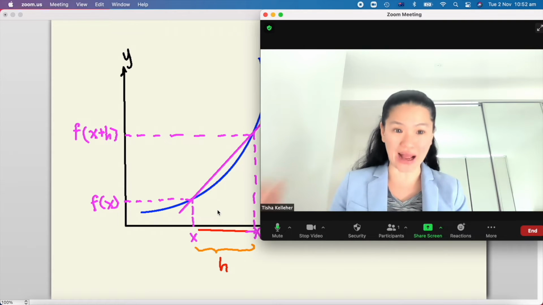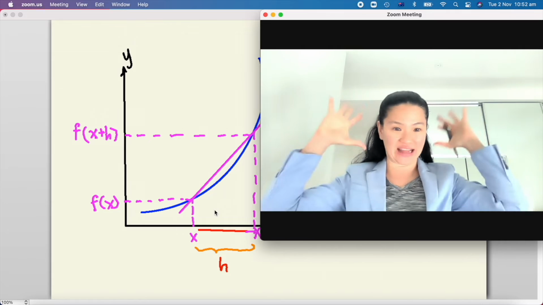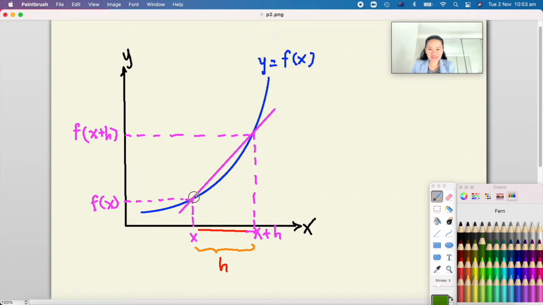Next, I'm going to write down the coordinates. Look at this one. This coordinate has x is x and y is f(x). Does it make sense? And the next one, here: our x is x plus h and our y is f(x plus h).